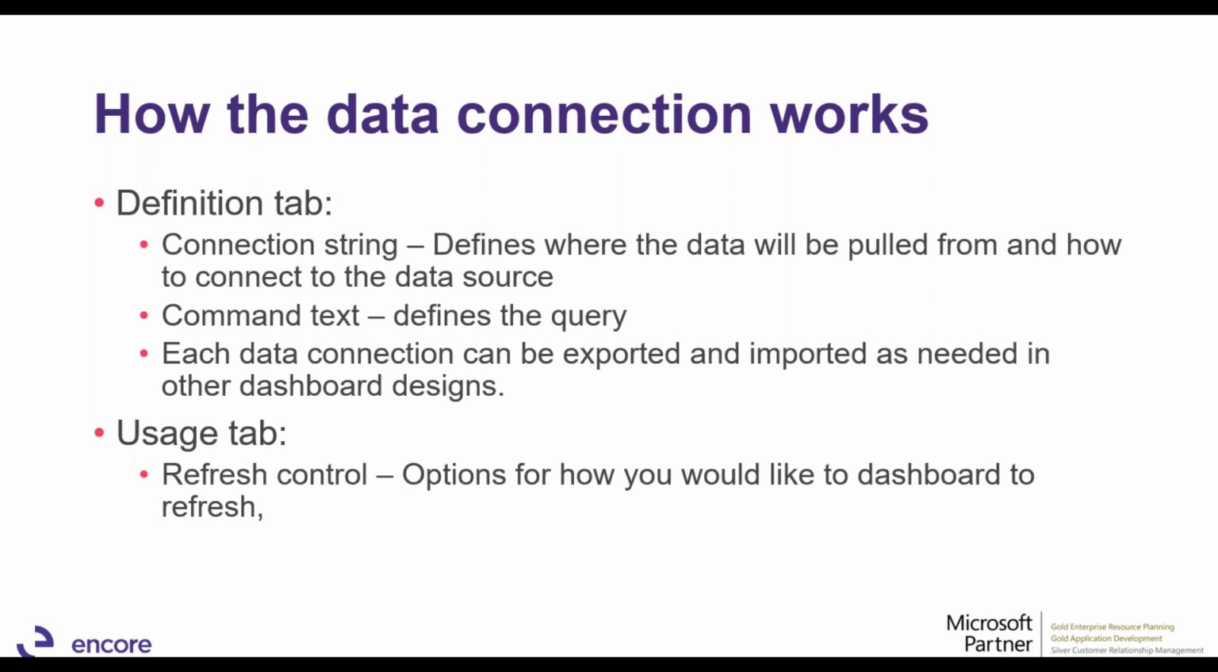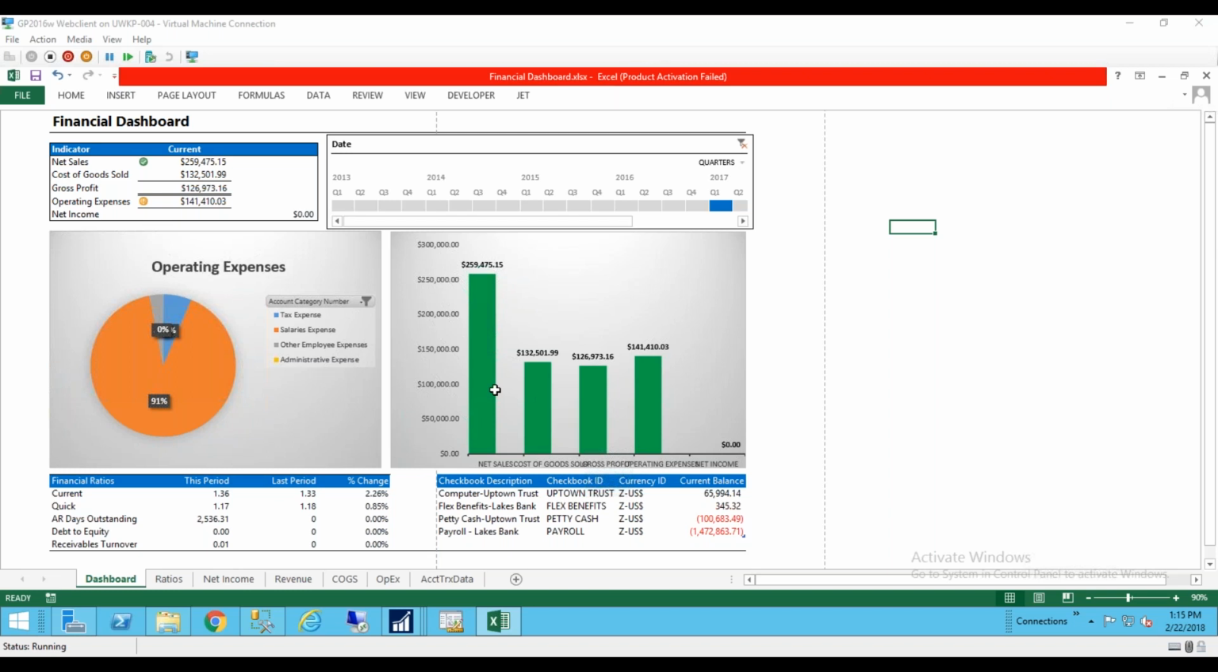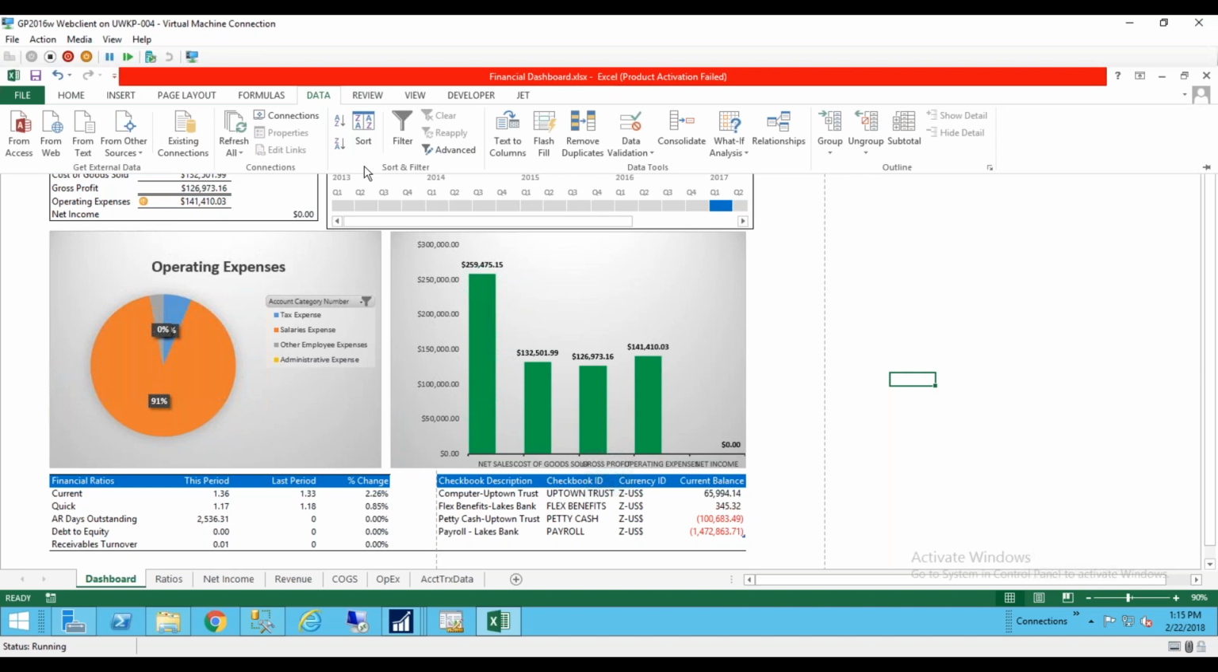So really quick here, I'm going to exit out, and we're just going to jump right into my live system. And I'm actually on that financials dashboard right now. And I'm going to show you on the ribbon up on top on the data option, this is where we find those data connections, okay? So these are the data connections that currently exist in this workbook.